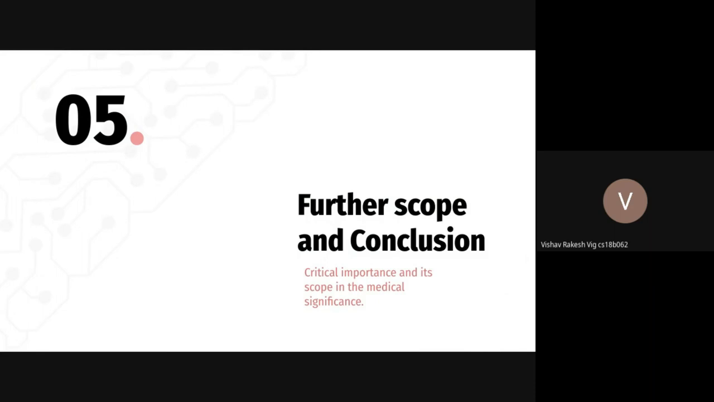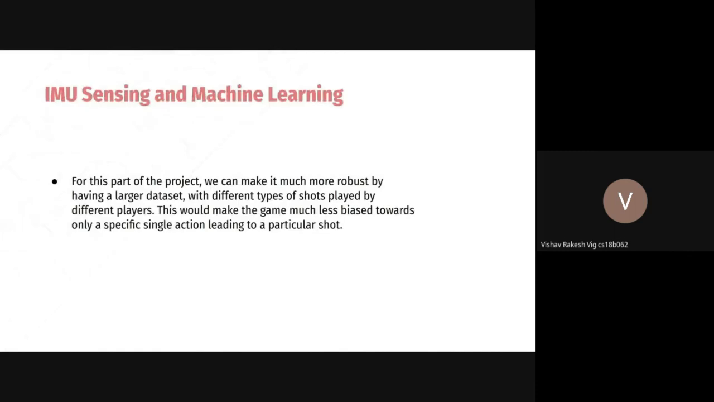Following this, we have the future scope and conclusion, where we see on what points we can improve upon. First is the IMU sensing and machine learning aspect. In that aspect, we think that making the model more robust is one of the obvious improvements, because even for the four people in our group, we were always getting kind of biased classifiers. So if we have a larger data set with maybe even more shot selections to be made, it's going to make the consistency of the model better.